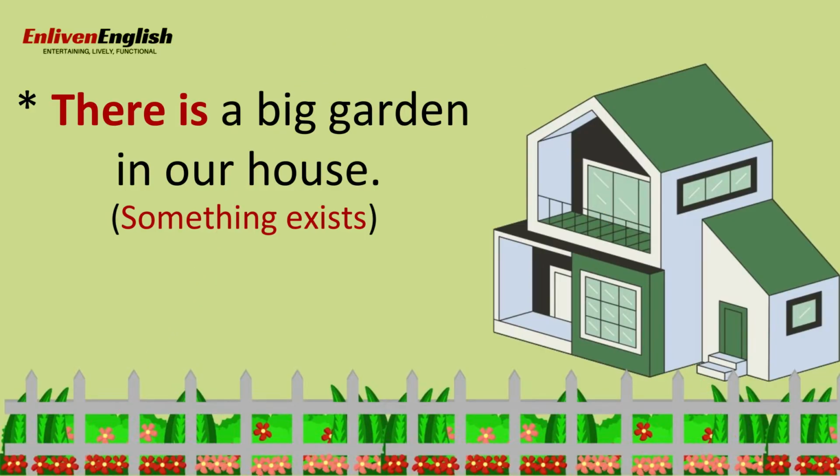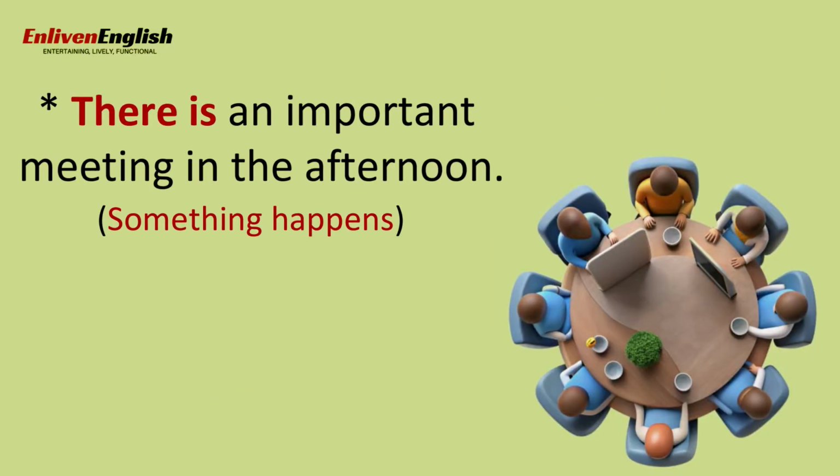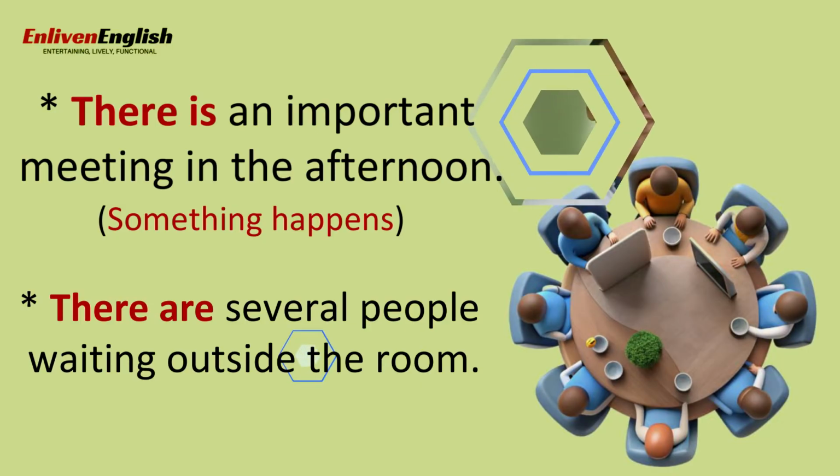There is a big garden in our house. There are many trees in the garden. In both the sentences, we want to say that something exists. There is an important meeting in the afternoon. There are several people waiting outside the room. In both the sentences, the emphasis is on that something happens.